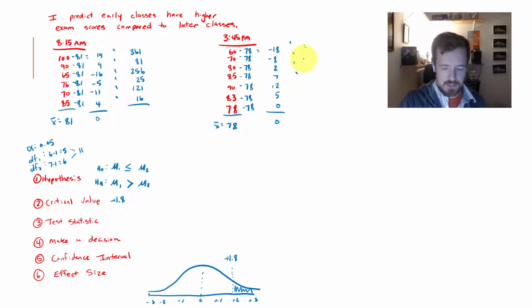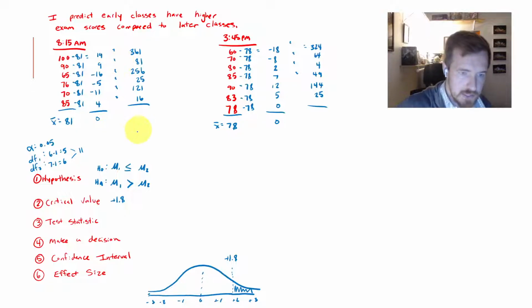Then moving over here, that's going to be 18 times 18 is 324. 8 times 8 is 64. 2 times 2 is 4. 7 times 7 is 49. 144 and 25. Great. Now I can add these together. So let's add these together. That's going to give me 361 plus 81 plus 256 plus 25 plus 121 plus 16. That gives me the sum of squares for the first group, which is going to be equal to 860.